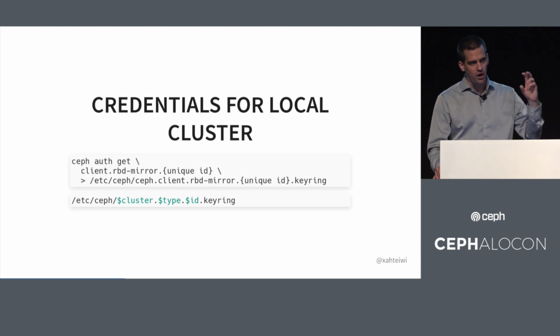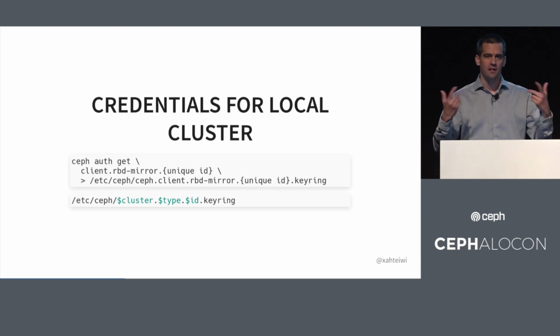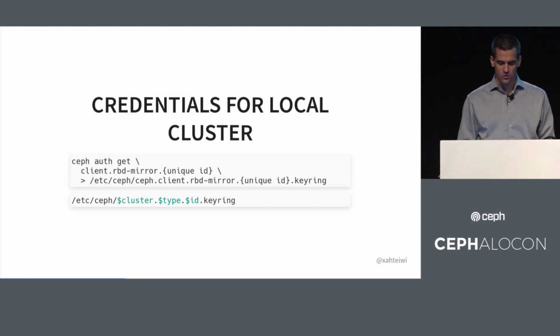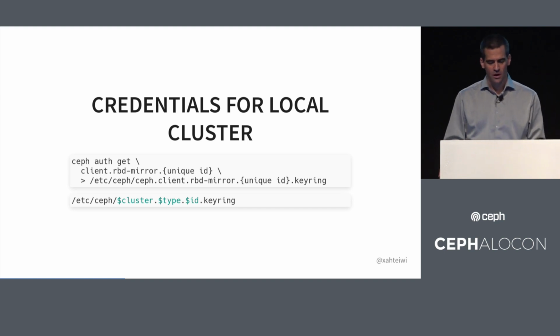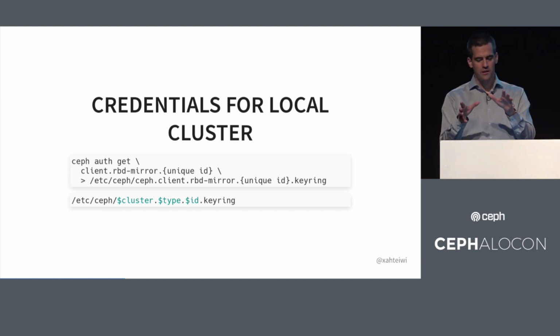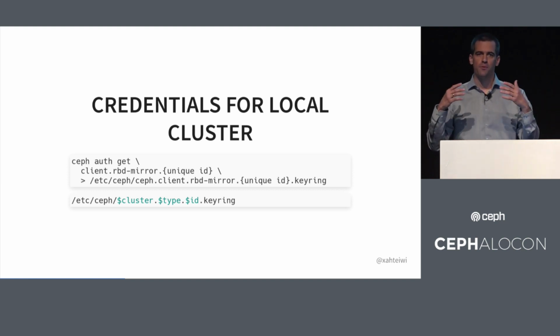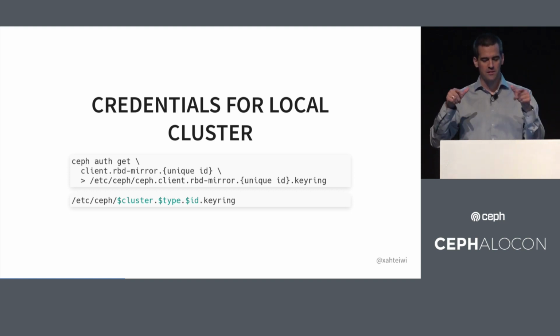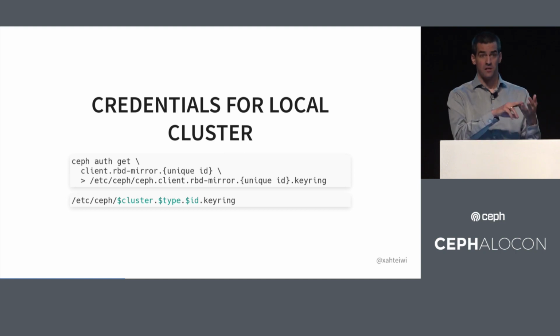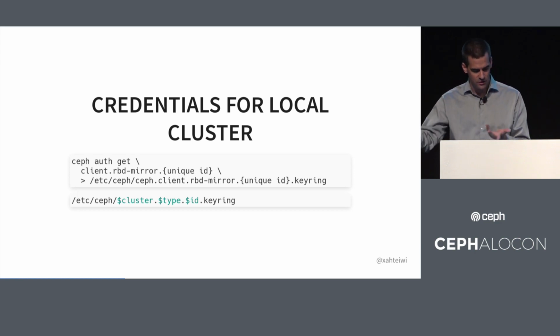And my rbd-mirror daemon is actually a client to both the clusters that it talks to, hence its type is client. So if you want to call your rbd-mirror daemon rbd-mirror.foo, then the proper keyring location for the daemon to access the local cluster would be /etc/ceph/, ceph for the local cluster name, client for the type, rbd-mirror.foo for the ID, and then .keyring.